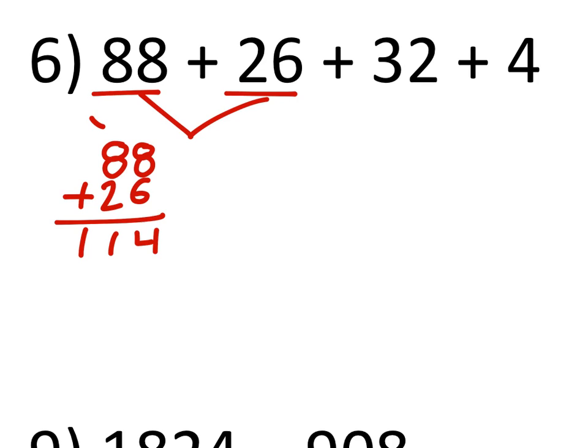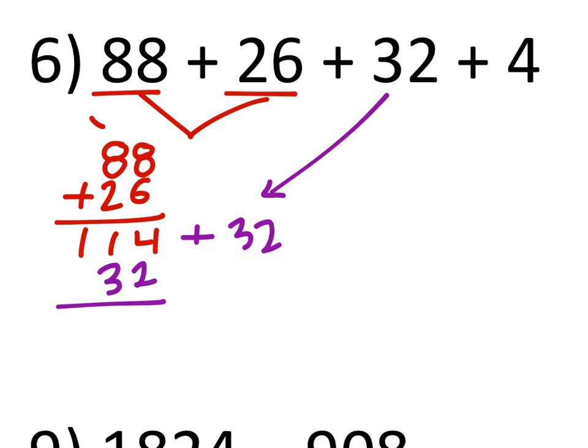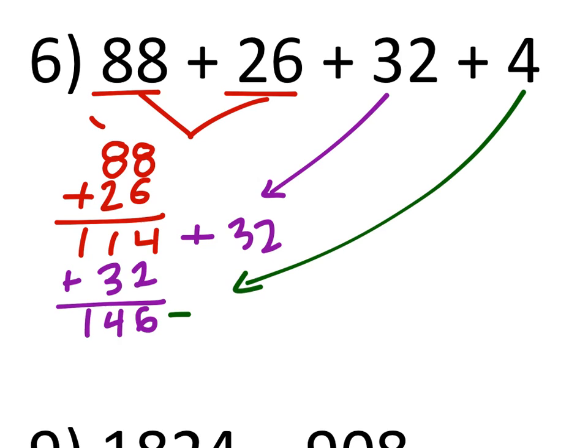So then I'm going to add this to this 32 right here. So I'm going to add that to this 32. And then I got a 6, 4, and a 1. Yeah, that's what it looks like, right? Then I'm going to add this 4 here.